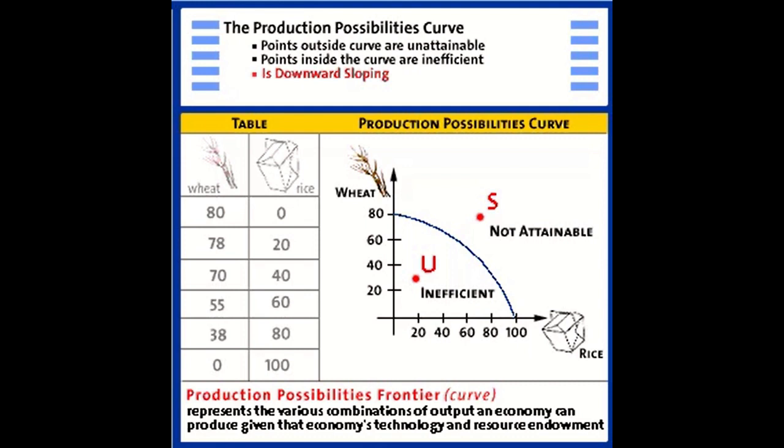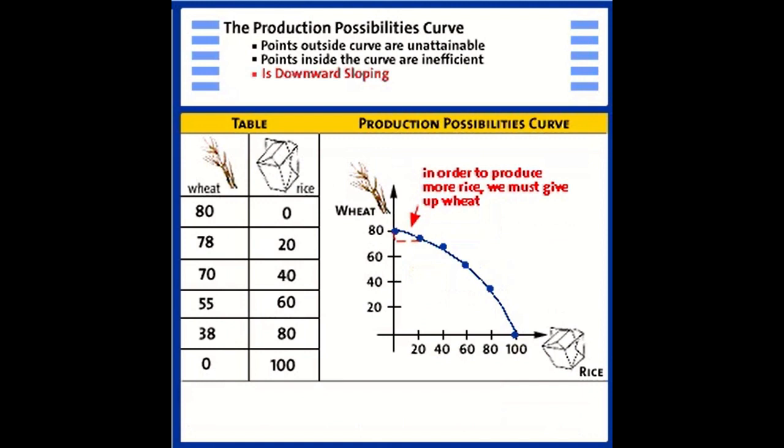Land, labor, and capital that's used to produce wheat is transferred into the production of rice in order to increase rice production, and that means that wheat production will be decreasing. Wheat is the opportunity cost of rice. We can actually calculate this opportunity cost. Look, whenever we increase rice production from 0 to 20 bushels a year, wheat production is falling from 80 bushels to 78 bushels. The opportunity cost of the first 20 bushels of rice is 2 bushels of wheat.